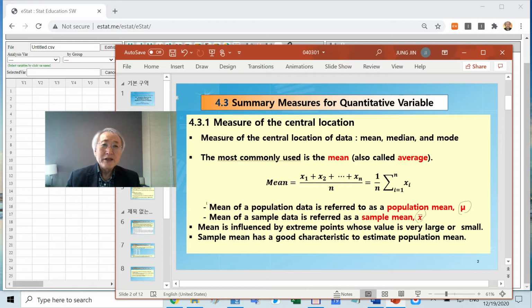How do you know whether there is an extreme point? Plot it, plot the data. You know how to plot using a dot graph or histogram, then you can immediately check where the extreme data is. Especially, the sample mean has a very good characteristic for the population mean. We'll discuss that in chapter 6.